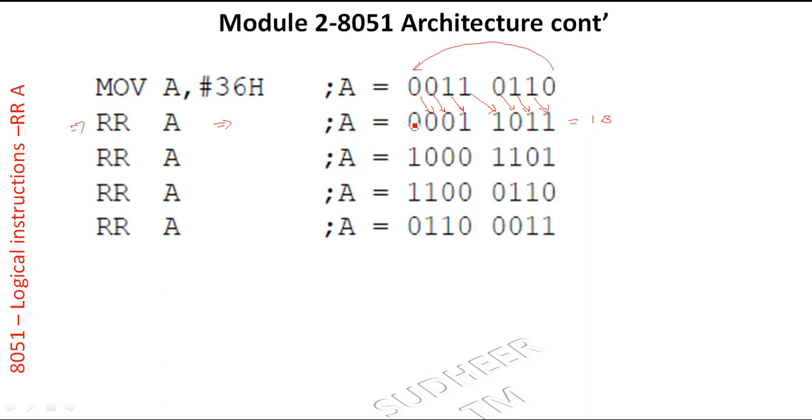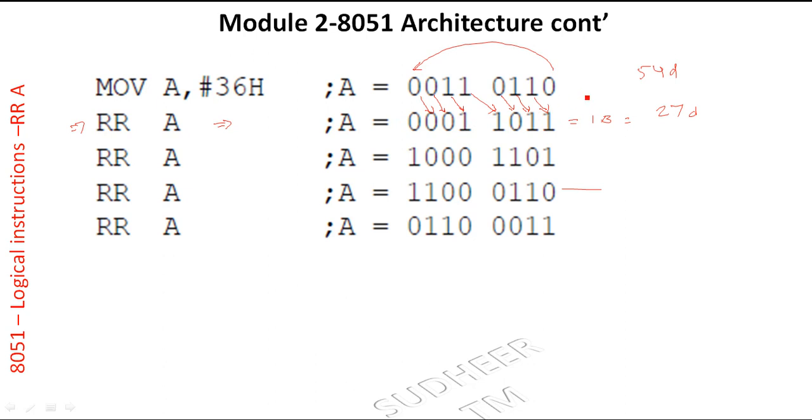So 36 became 1B. What is the number corresponding to 1B? 36 in the hexadecimal system is 3 into 16 plus 6. That is 54 in decimal, and 1B is 1 into 16 plus B. B is 11, so 16 plus 11 is 27. Okay, so 54 in decimal is changed to 27 in decimal after the first rotation instruction.